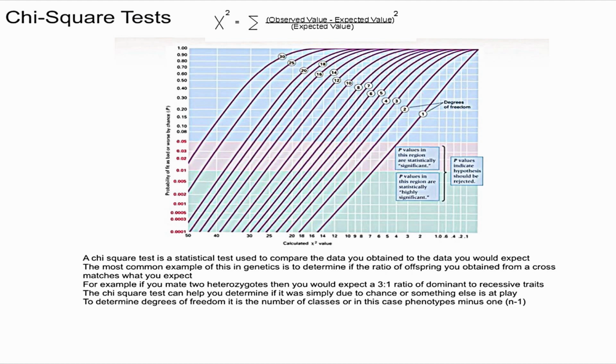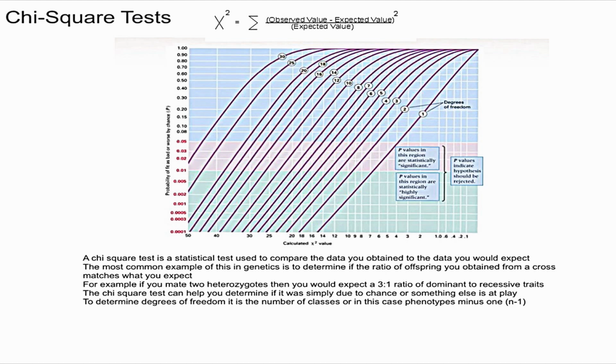In terms of genetics, the most common example is, let's say you mate two heterozygotes and you get a certain number of offspring. You know from previous experience that you expect a 3-to-1 ratio of the dominant phenotype to the recessive phenotype, because you crossed heterozygotes. So now let's say you get a certain number of offspring and you want to know if the number of offspring actually fits the ratio, if it's the expected result.